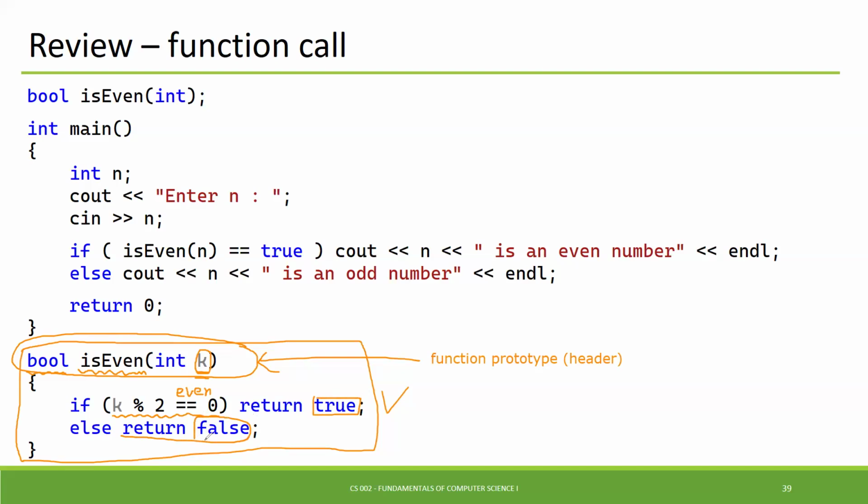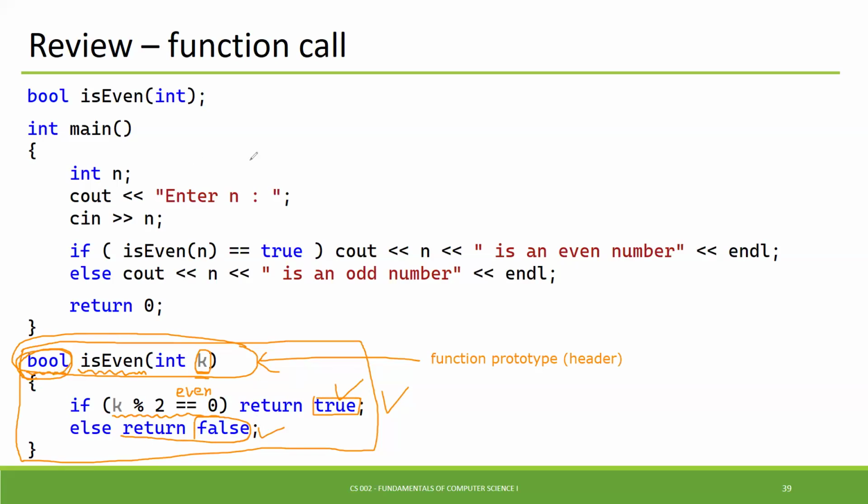Okay guys, look at this one. We may have multiple return statements like this. I'm going to talk about this more in detail today. So, if this is true, return true. If it is not true, return false. So the return data type is bool.